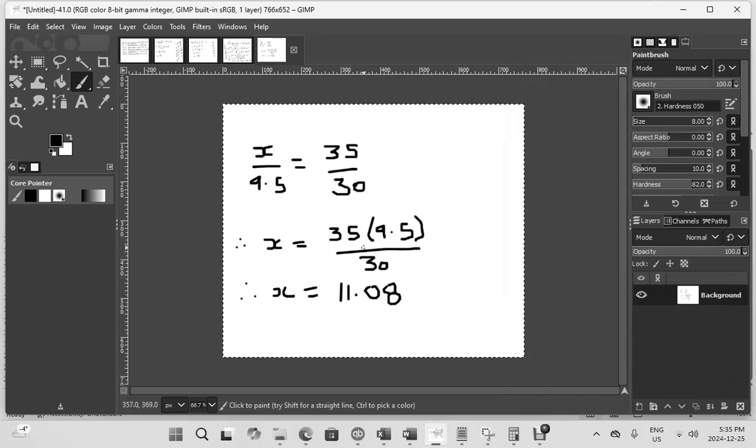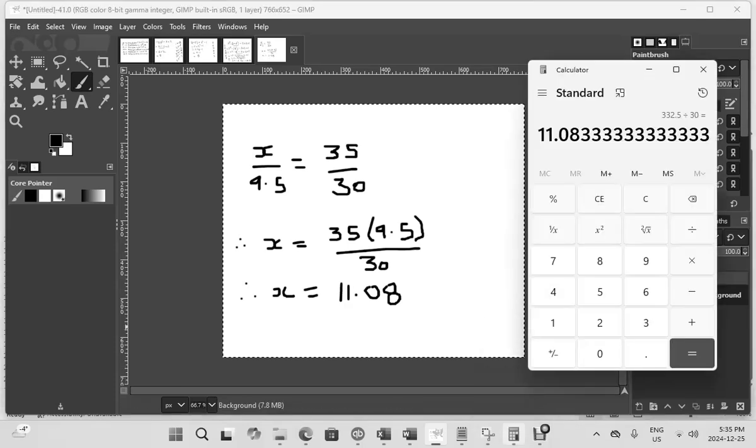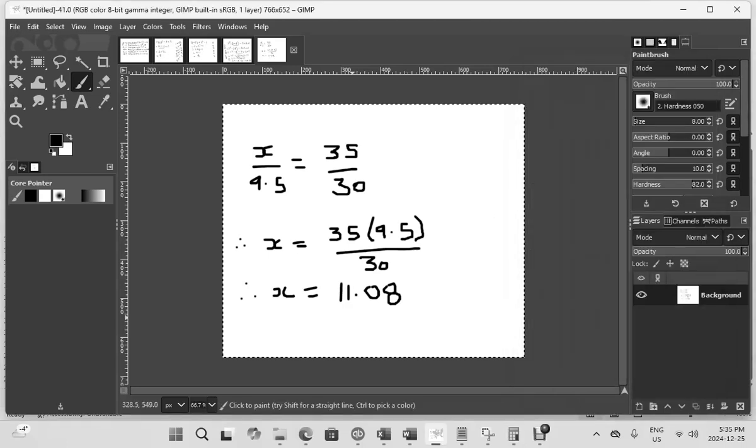You can do this one more time just to double check. So 35 by 9.5, divided by 30. So 11.08 up to two significant digits. So your x, or the unknown variable, will be 11.08. Okay, let's look at another example.